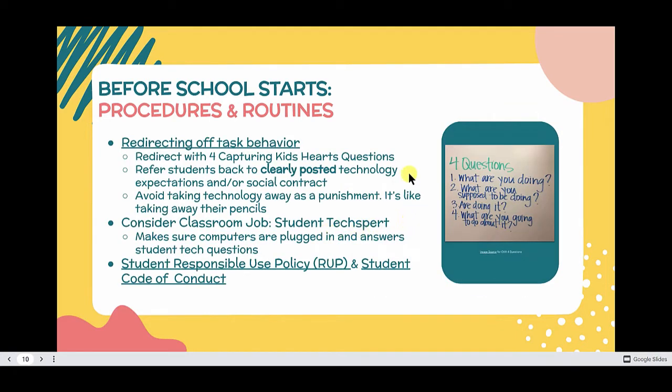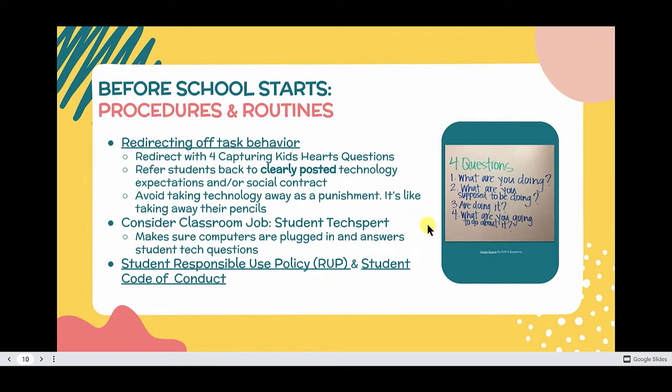Have plans for redirecting off-task behavior. They really shouldn't be too different from the plans you have for other behavior in the classroom. Technology is just part of learning right now, the way books are or pencils and paper. So taking away their device as a first resort is not a great idea. What you'll want to do is make sure that your clearly posted expectations are something you can point to.